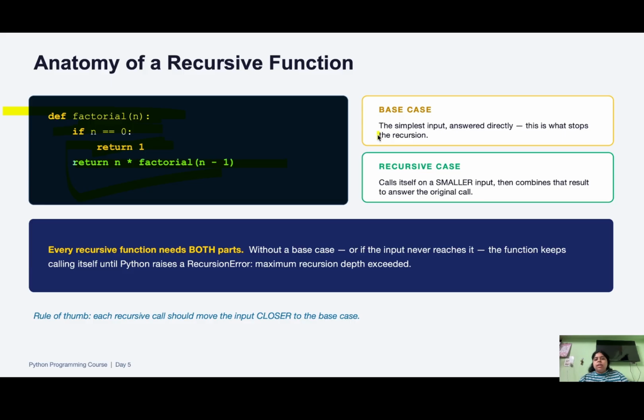Let's talk about it. The base case: the simplest input is answered directly. This is what stops the recursion. So what is the recursive case? It calls itself on a smaller input, then combines that result to answer the original call. Every recursive function needs both parts. Without a base case, or if the input never reaches it, the function keeps calling itself until Python raises a RecursionError: maximum recursion depth exceeded.